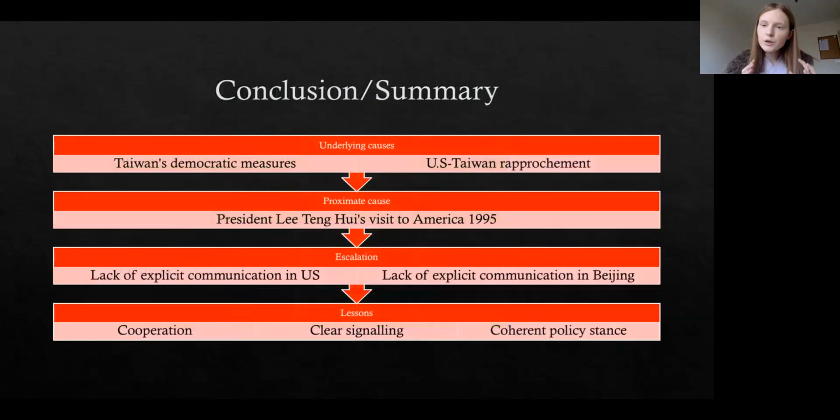So just to conclude and summarize my findings, I looked at the underlying causes, the proximate cause, escalation, and management to come to the conclusion that it's really important, as these underlying tensions begin to rise to the surface again, that we maintain cooperation, clear signaling, and that America maintains a coherent policy stance to reconcile differences and ensure that misperceptions don't lead to a future direct conflict between China, the US, and Taiwan. Thank you so much.